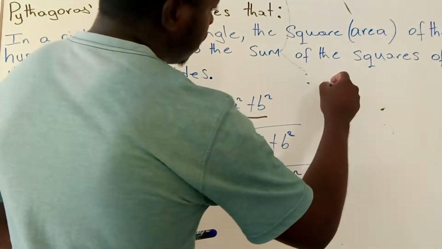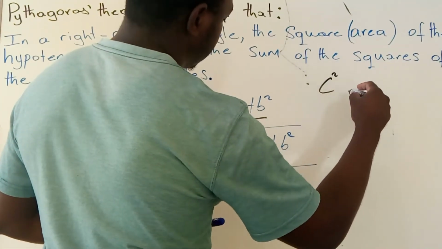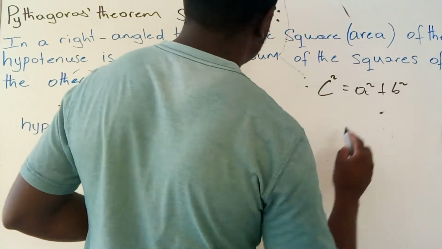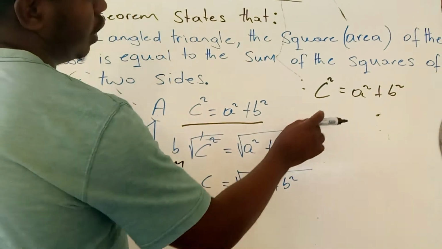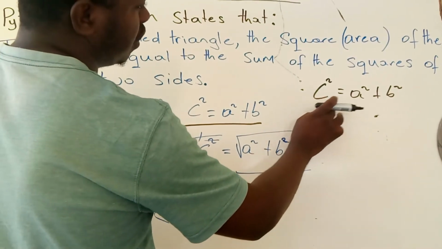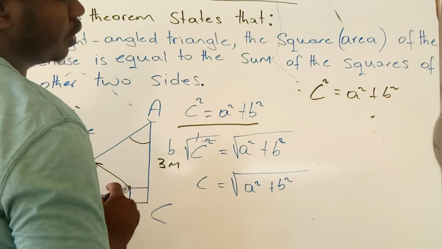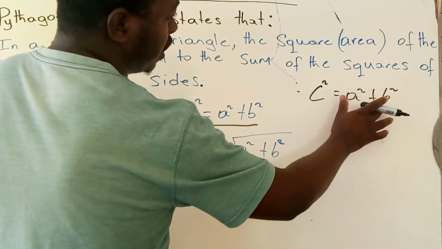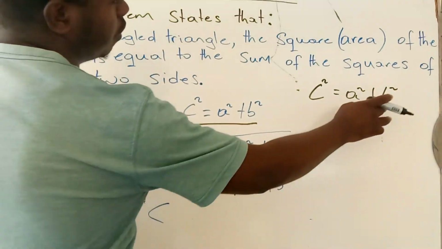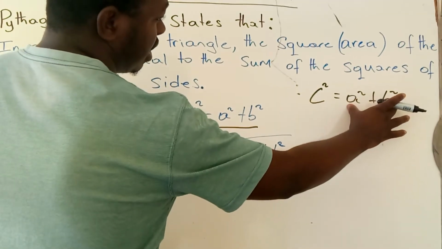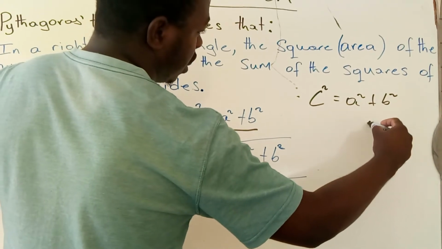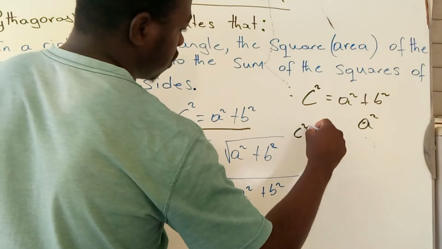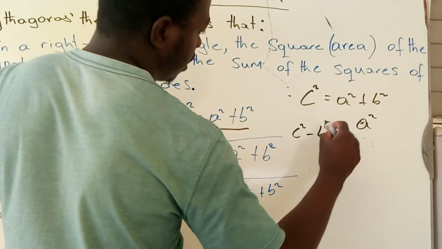And this is how you do it. We know that c squared is equal to a squared plus b squared, right? Now I'm going to see if I can make a squared the subject of the formula. To do that, I need to subtract b squared from both sides. If I subtract b squared from this side, I am left with only a squared. And over here, I'm left with c squared minus b squared. So that's it.